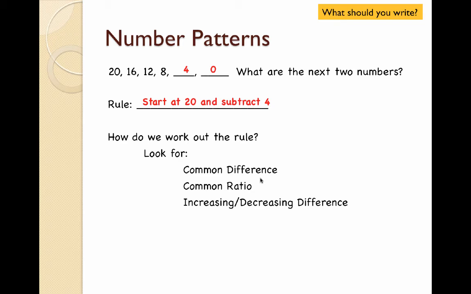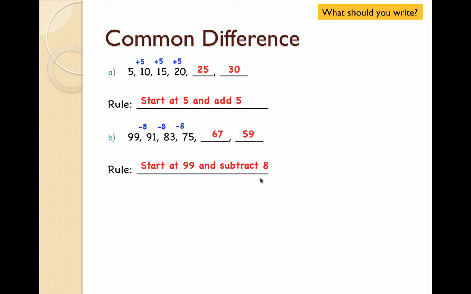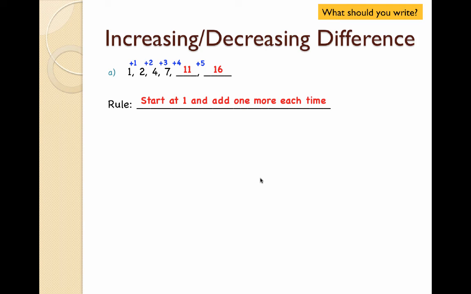So what should you write? Well, the heading number patterns is a good place to start, as well as that first example. Write down how we got our rule and the three things that we're looking for. You'll also need to write down the examples for the common difference, common ratio, and the increasing decreasing difference that you should be looking for each time you see a pattern of numbers.